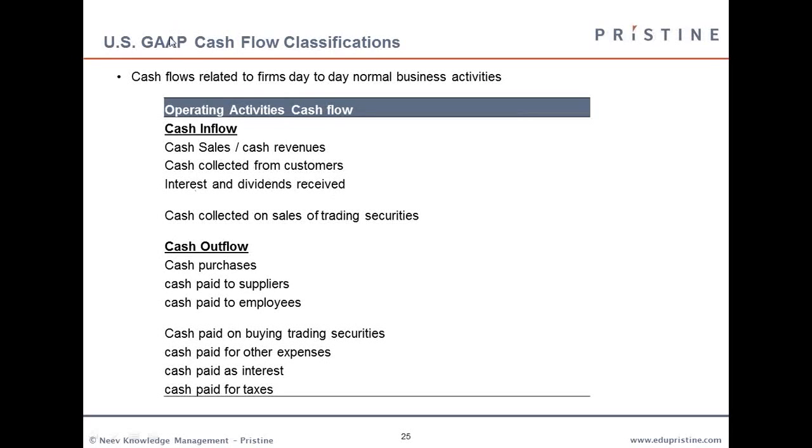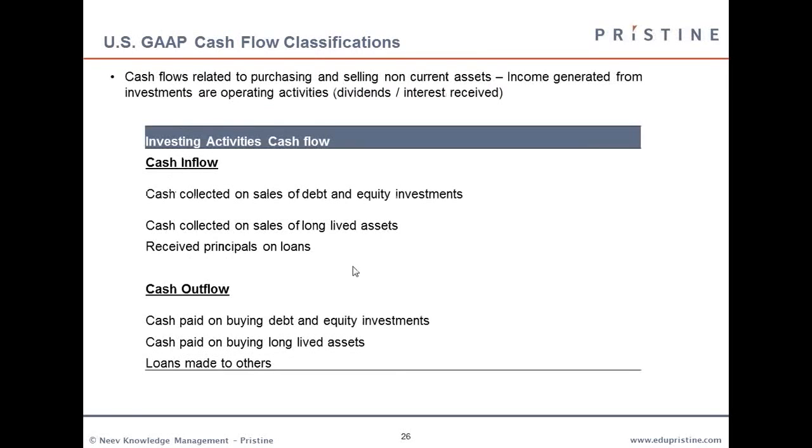There is a slight difference between US standards and IFRS standards, so I'll discuss them later. For now, these are the cash inflows that come under operating activities, and the outflows are these things, which are the purchases that you make, the money that you pay to suppliers, that you pay employees, that you pay as taxes, that you pay as interest. All these come under operating activities.